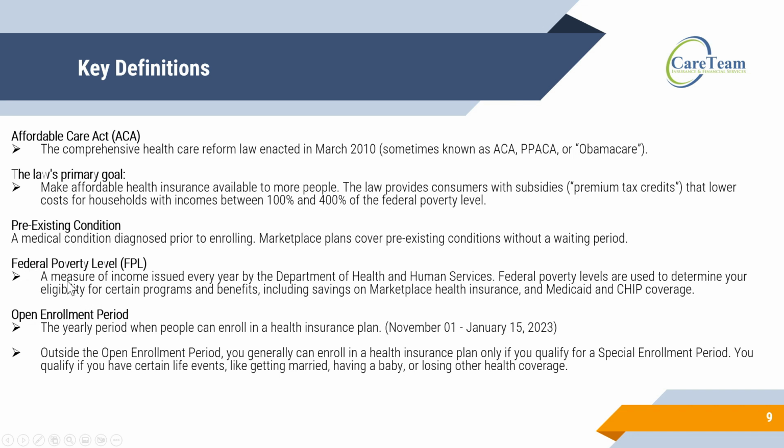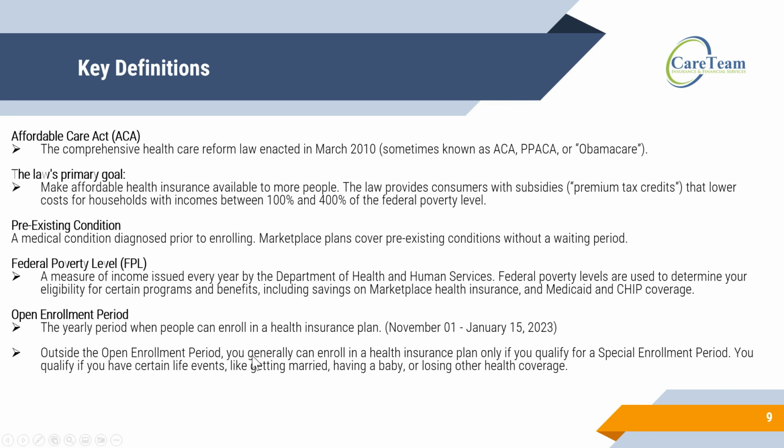Federal poverty level is a measure of income issued every year by the Department of Health and Human Services. The federal poverty levels are used to determine your eligibility for certain programs and benefits, including savings on marketplace health insurance and Medicaid and CHIP coverage. Open enrollment period is the yearly period when people can enroll in a health insurance plan. For this upcoming year, it's starting November the 1st, and it's going to run through January 15th of 2023.